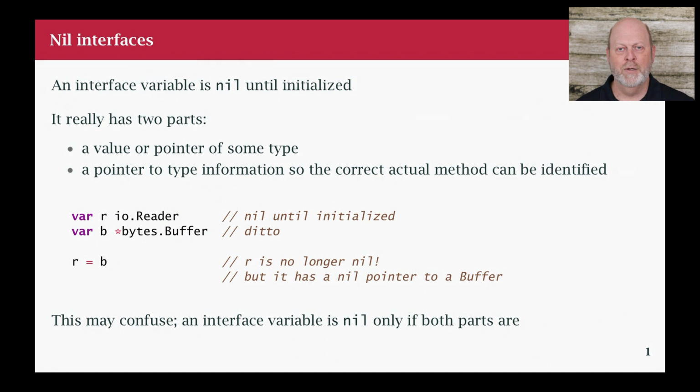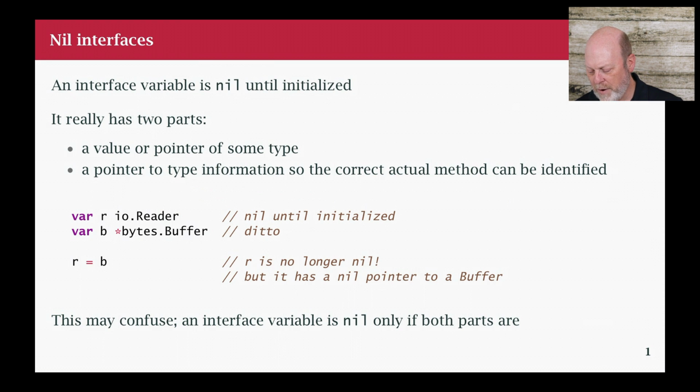Because an interface really has two parts. It has to have some way of referring to the actual concrete type, the value. But we also need to capture what type that value is. So it has two things in it, and we can really think of them as two pointers.